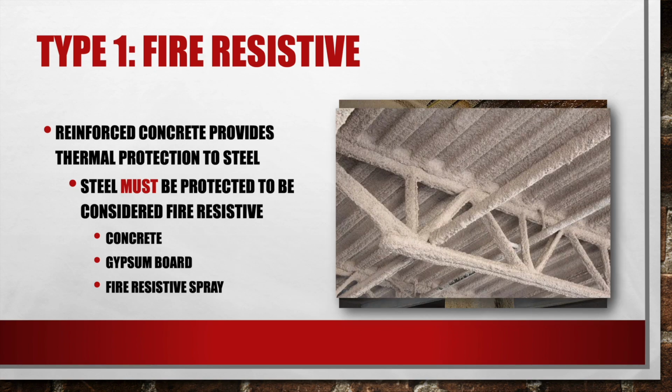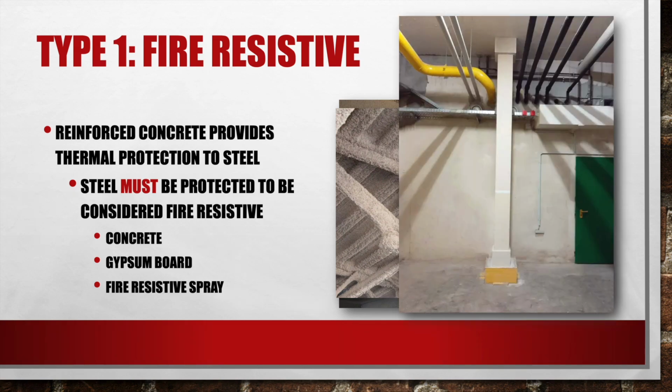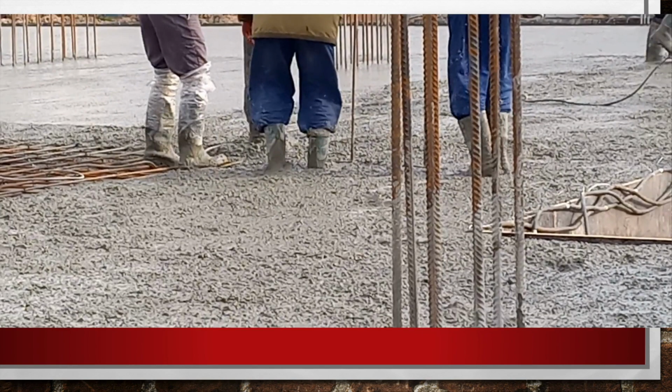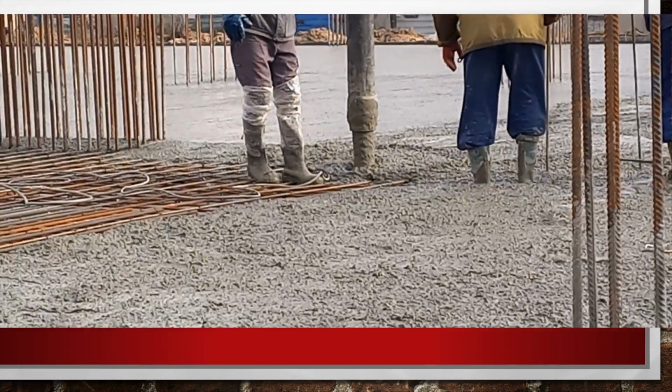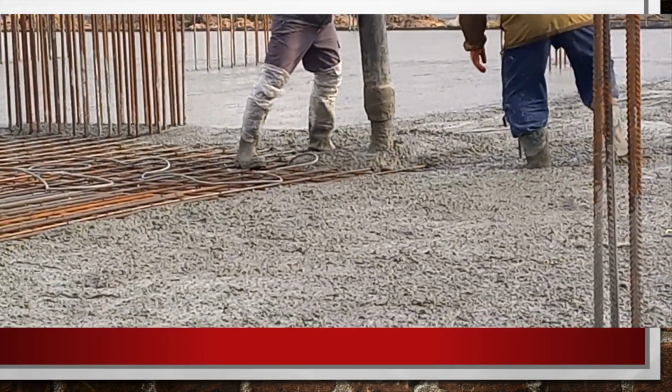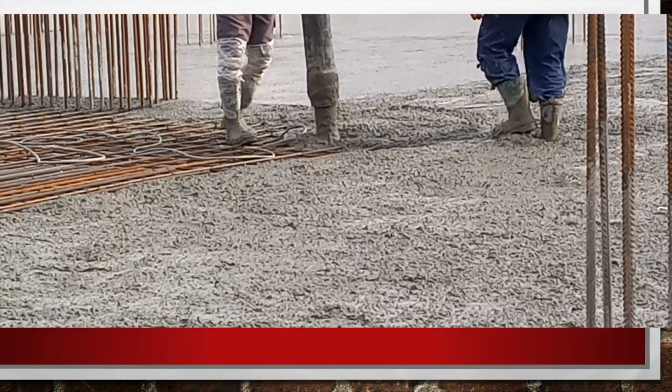Here's another picture of a parallel chord metal truss with the fire resistive spray, with corrugated or Q decking sheathing on top, again sprayed with the fire resistive spray to make it a type 1 fire resistive building. Here's a picture of gypsum board covering protecting the steel column. And this video is just showing concrete being poured over the steel rebar to protect it.